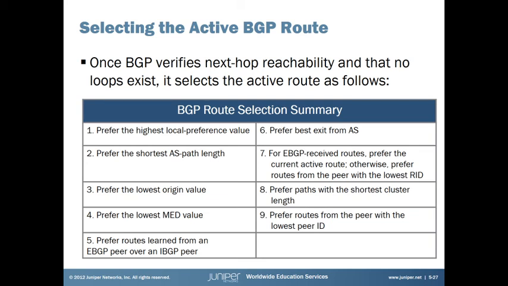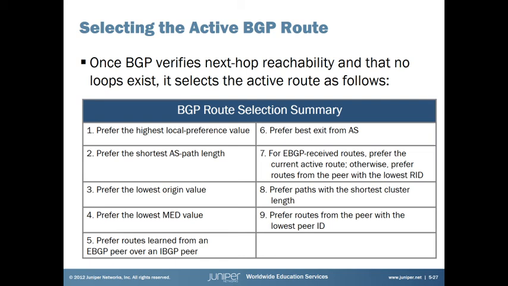Getting a bit desperate now. We have to decide somehow. 8, prefer paths with the shortest cluster length, and 9, prefer routes from the peer with the lowest peer ID. Okay, so usually by the time we get down to there, we've made a decision based on numbers 1, 2, 3, 4, or 5. We've usually made a decision by then. If we haven't, then we go to 6, 7, 8, and 9 and start looking at those things to make a decision on what is going to become the best route.